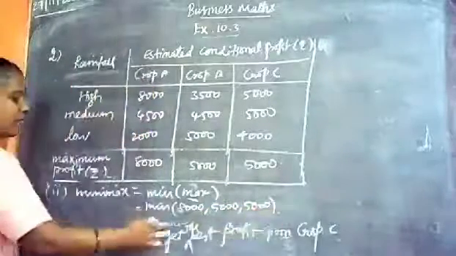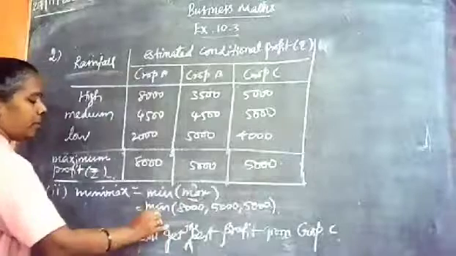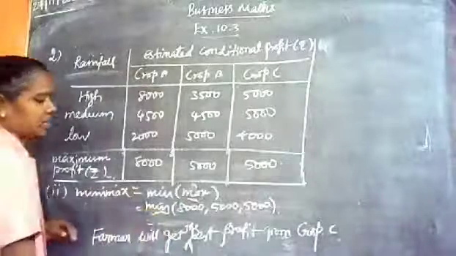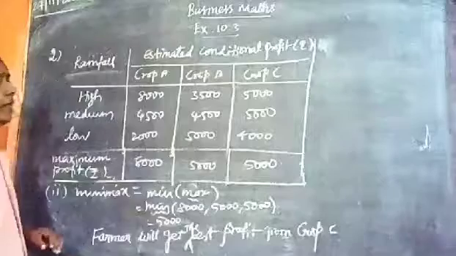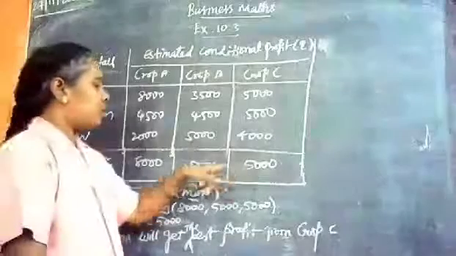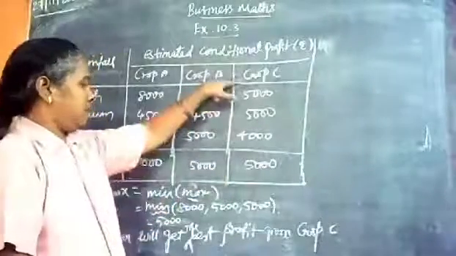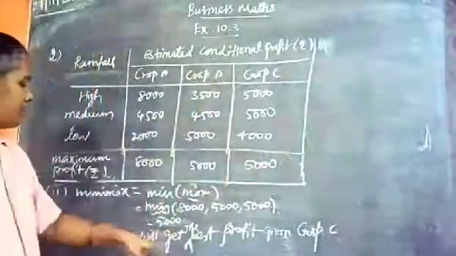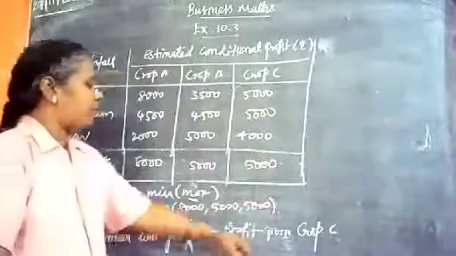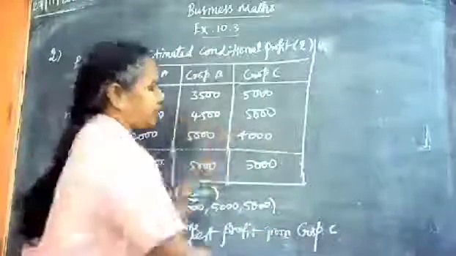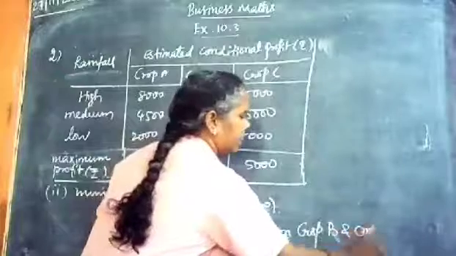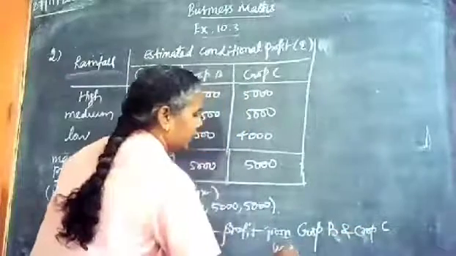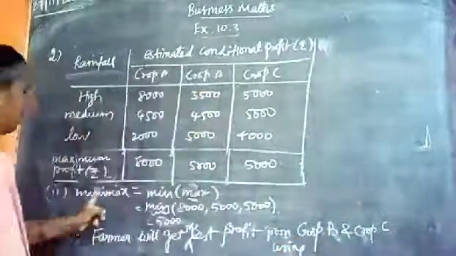Out of these three values, you are going to pick out the minimum. The minimum value here is 5,000. 5,000 lies in two different places, here as well as here. So both the answers you should give here for getting the best profit. The farmer will get the best profit from crop C and B, crop B and crop C, using minimax.